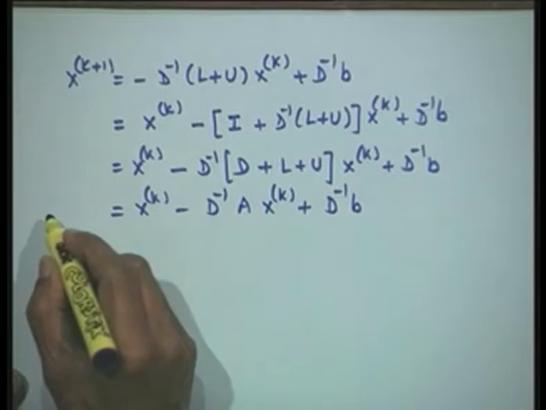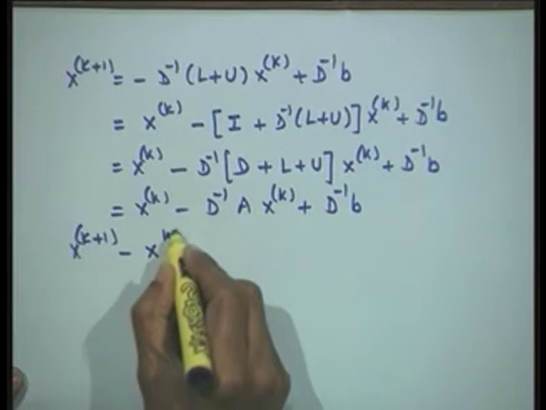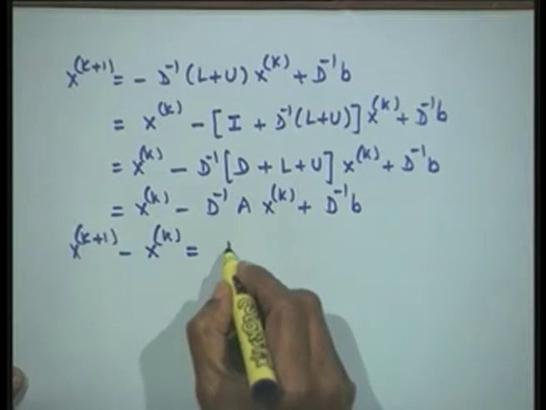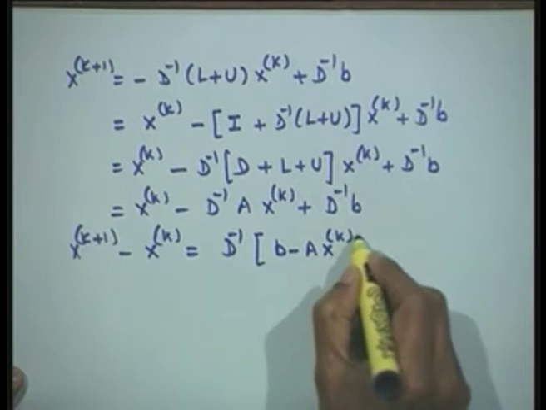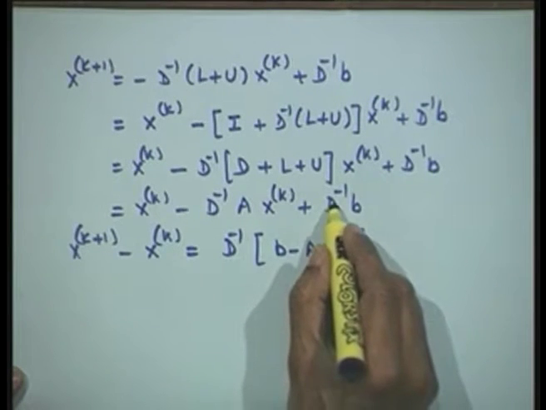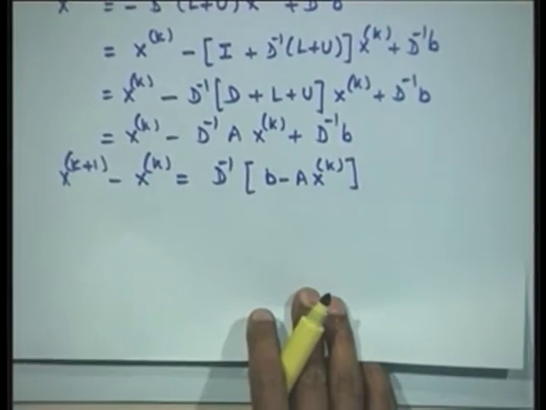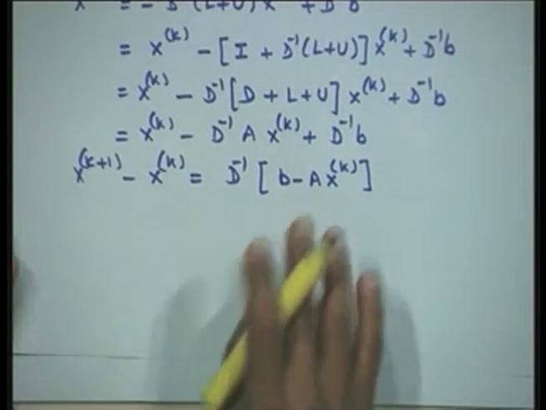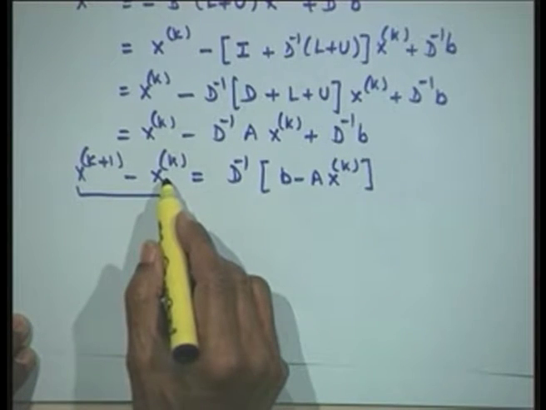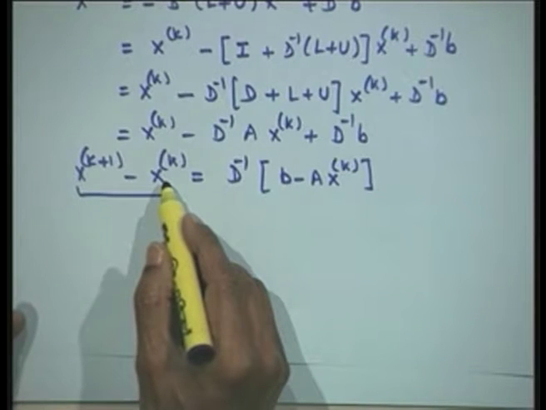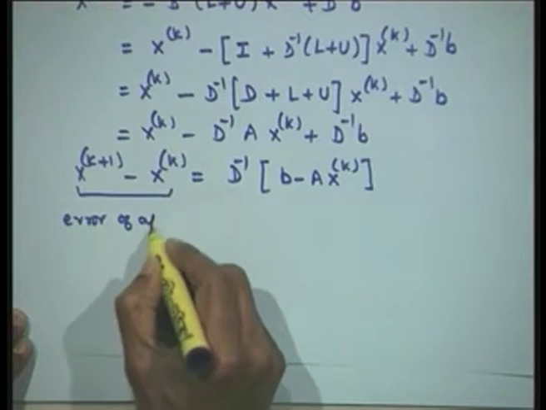Now, I bring x k to the left hand side. So, I will write down x k plus 1 minus x k is equal to d inverse of b minus a x k. I have combined these two and taken d inverse out. Now, you can see this is a very interesting equation. The left hand side is the difference between the two estimates. If it is converging, this is going to be 0. Therefore, this is nothing but our error of approximation.